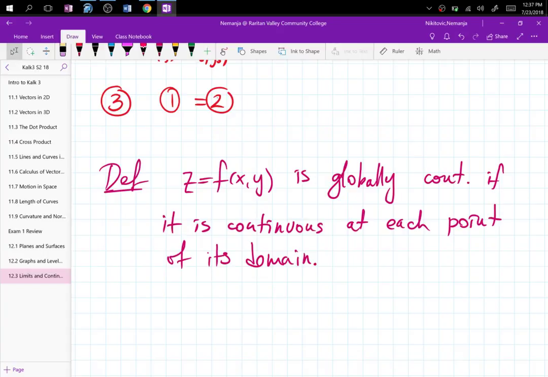So that's the definition of continuity, and we have all of the same rules as before. The functions are continuous if you add them, subtract them. So let's write that. Some rules.